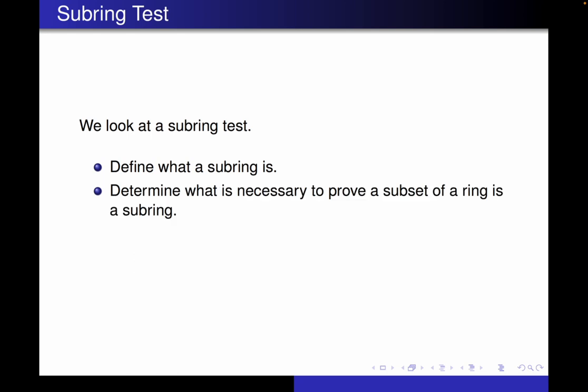In the last set of in-class activities, we looked at a lot of different techniques for finding new rings. We're going to extend one of those techniques, and it's going to give us something called the subring test. So first we're going to define what a subring is. We're going to figure out what is necessary to actually prove that some subset of a ring is actually a subring. And then finally we're going to look at an example.